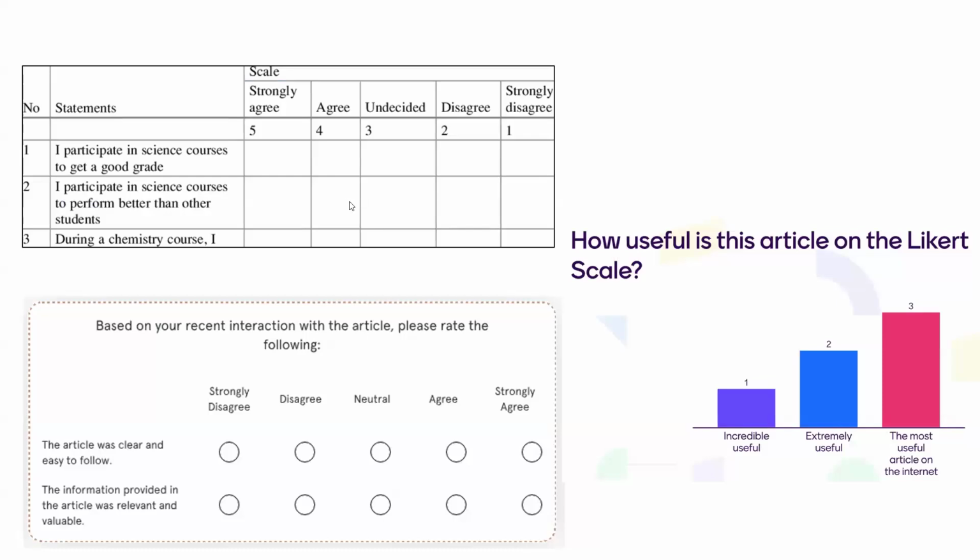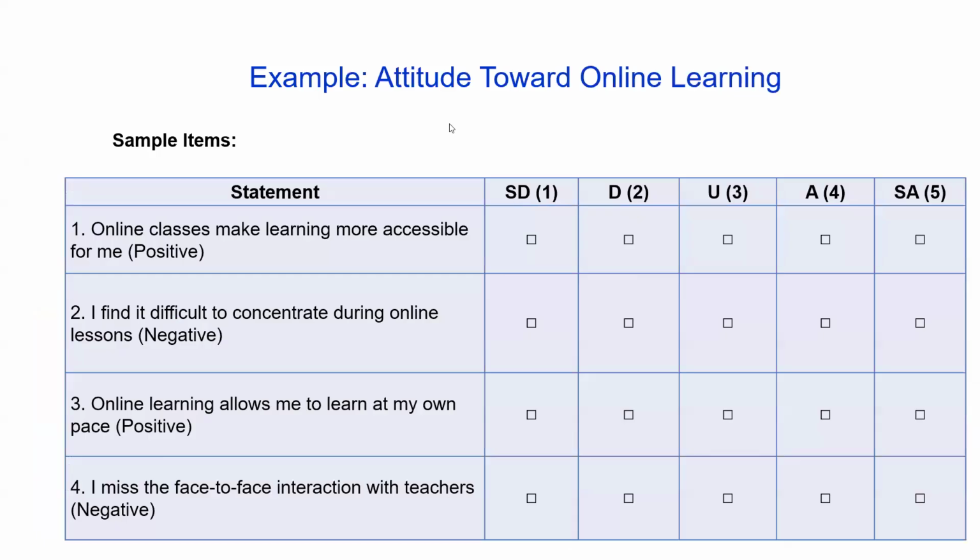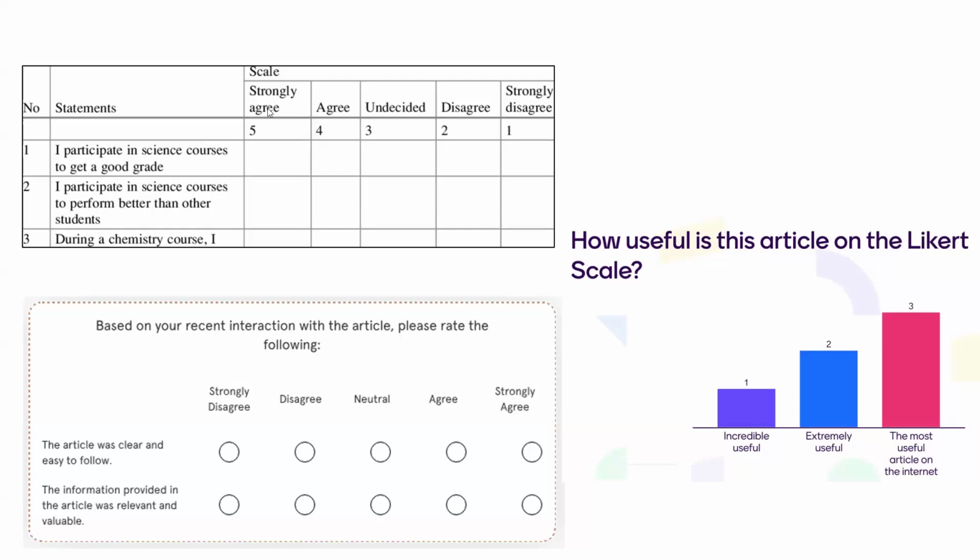Here I have given another example. Likewise, you can write strongly disagree here, and start strongly agree here. Similarly you can write it, but the marking score is the same. Right? Here what they have done: extremely useful, the most useful article on the internet. There they have taken the average marks. Do you understand? Yes.